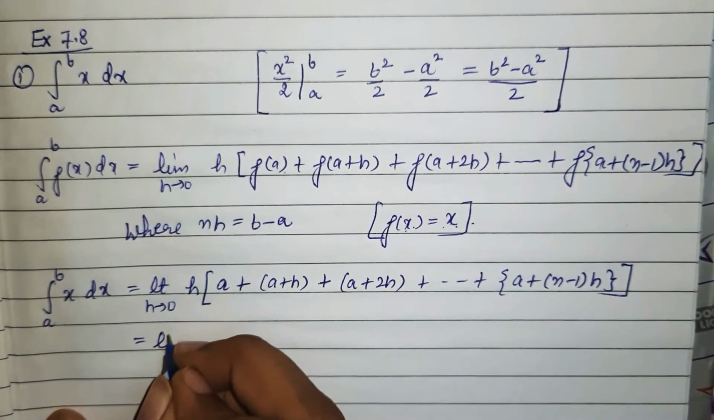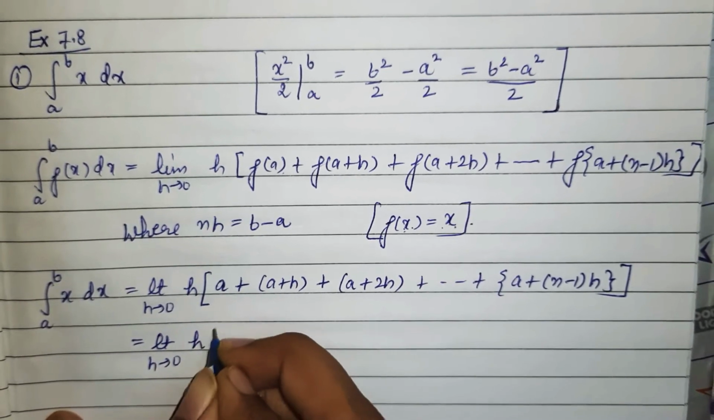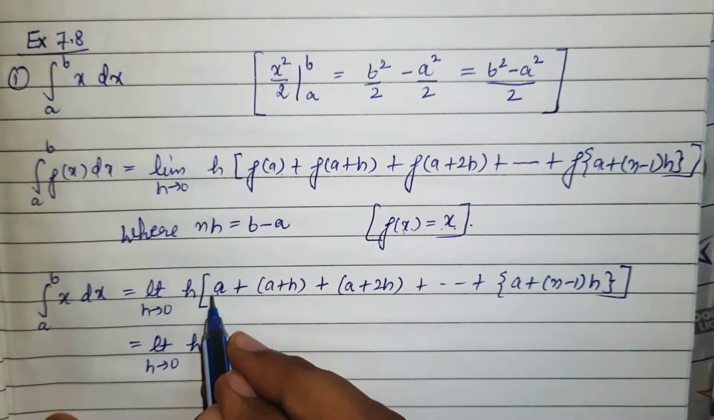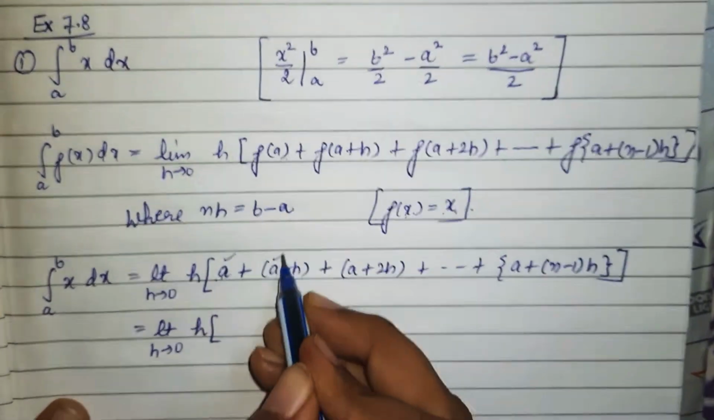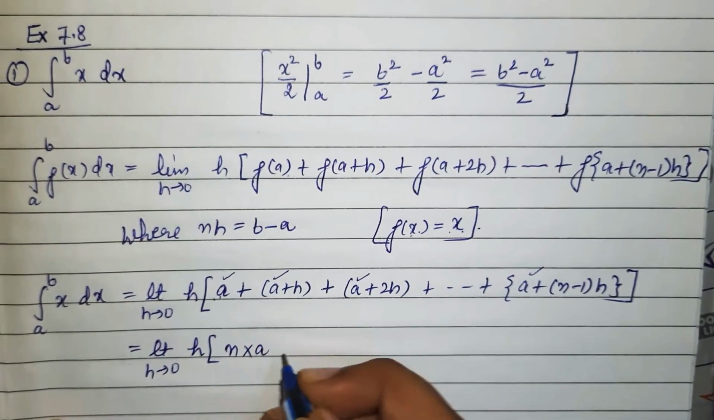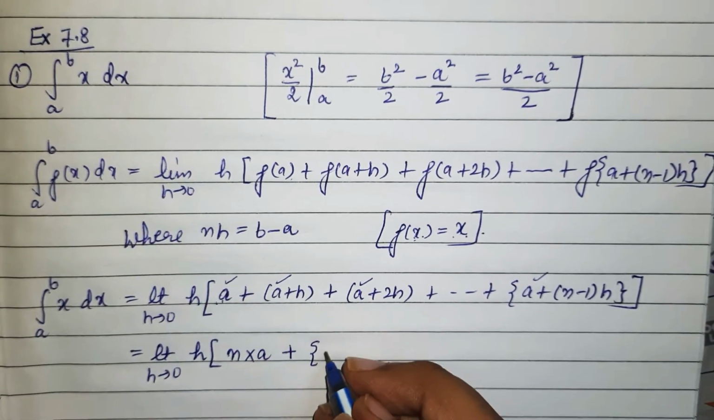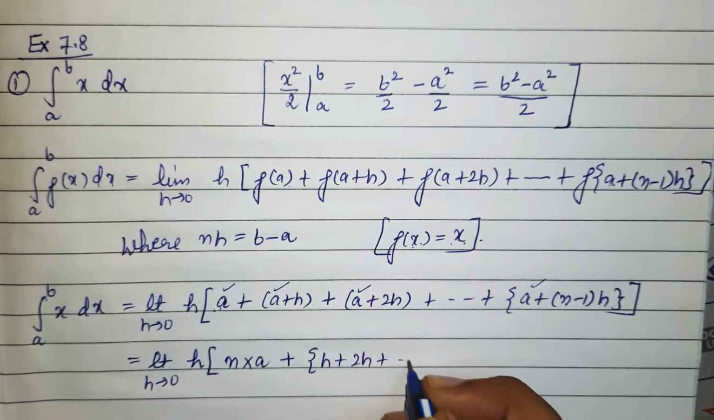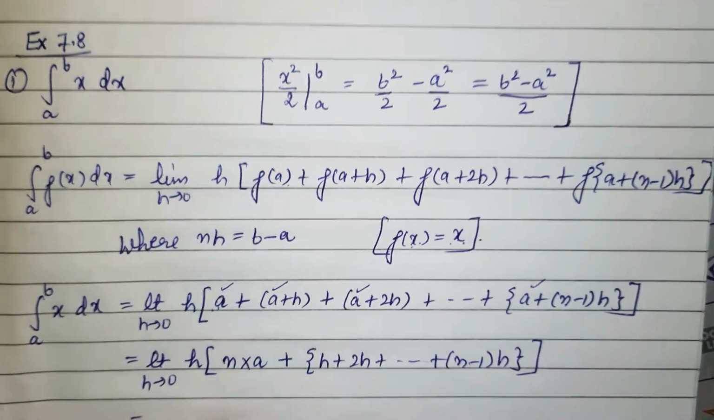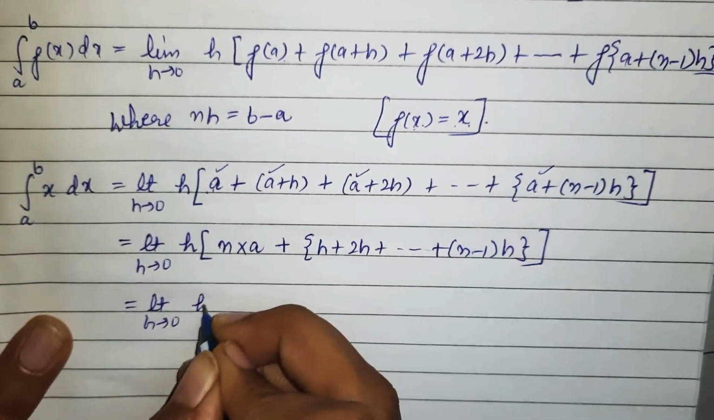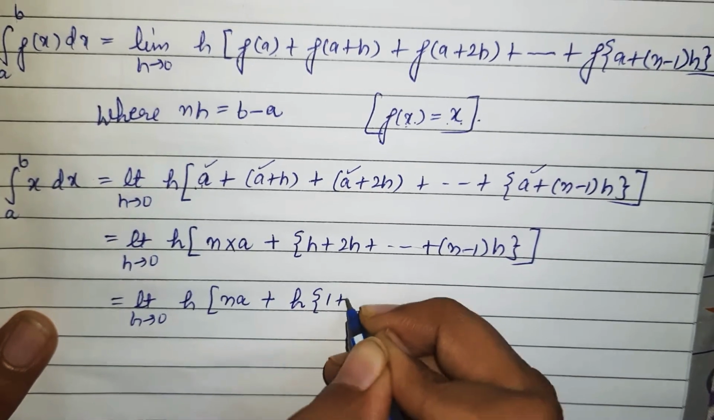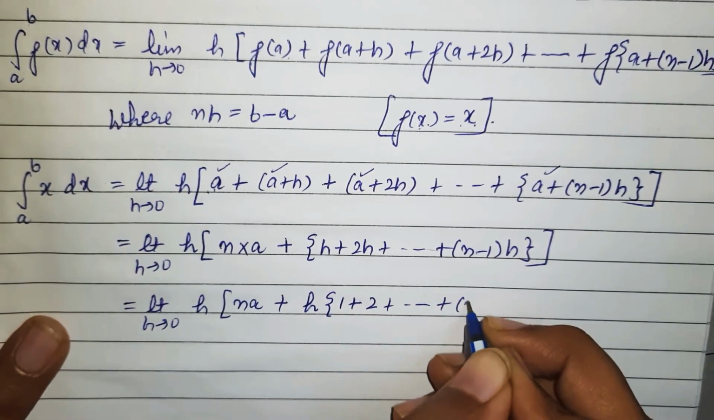Now see, limit h tends to 0, h. How many times am I getting a? n minus 1 times plus 1, so that means n times. So I can take the a terms together, n into a, plus the h terms I am taking together, so I will get (n minus 1)h like this. So limit h tends to 0, h times n a, and taking h common, I am getting 1 plus 2 plus up to n minus 1.